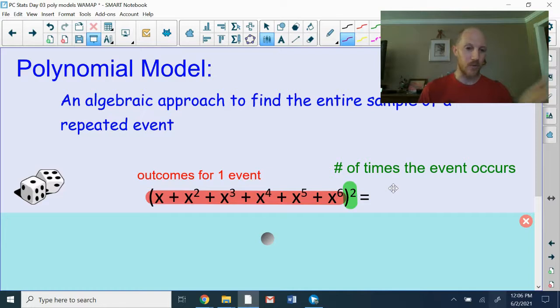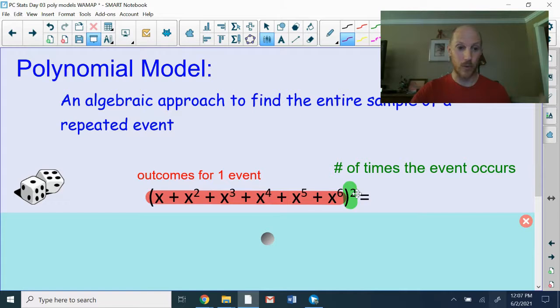So with the heads and tails, we distinguish the outcomes with different variables. In this case, on a die, the outcomes have different numbers. And so we just are interested in the different exponents. So we got x to the power 1, x to the power 2, x to the power 3. All of these exponents represent the numbers on the different sides of the die. That's inside the parentheses. That's our base. And then the exponent is still the number of repetitions.